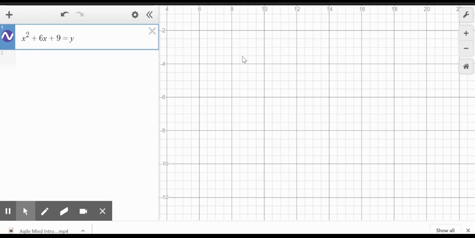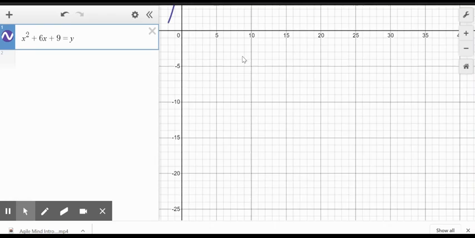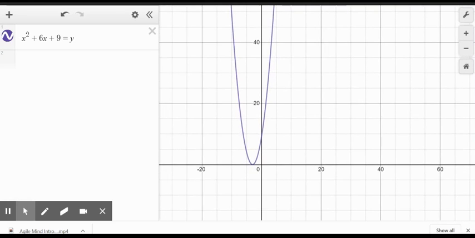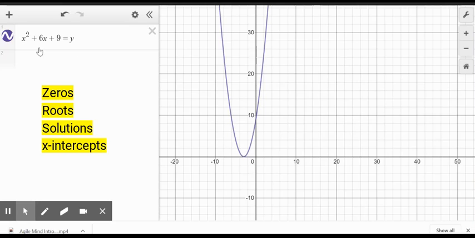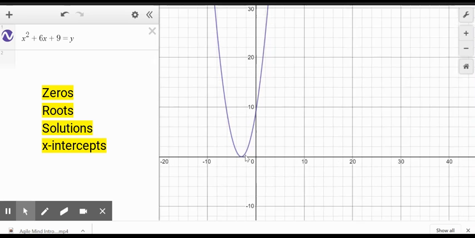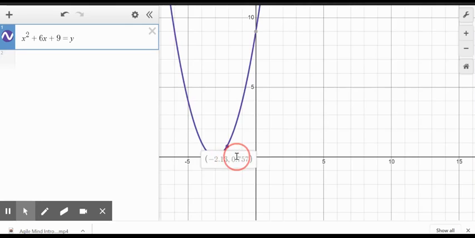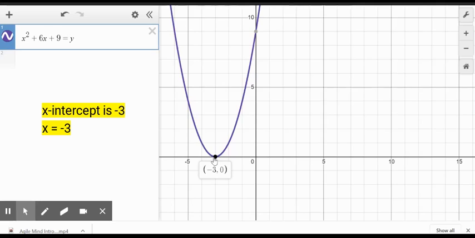Okay, we're going to zoom in. You can zoom in with the plus as well. I've lost my graph here. Here we go. So we're looking for the zeros or the roots or the solutions. Okay, that's what we're looking for. So let's zoom in on it and see where we are. Where does it hit 0? Now notice here it only hits in one spot.